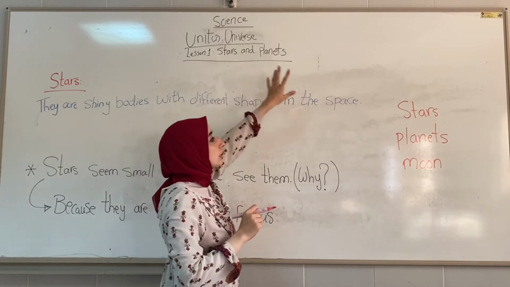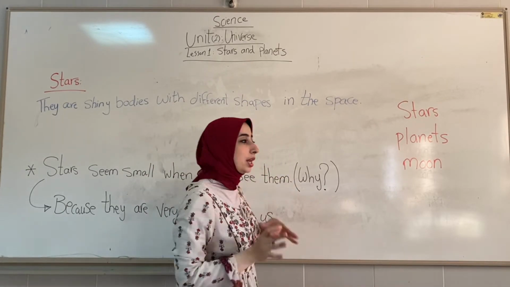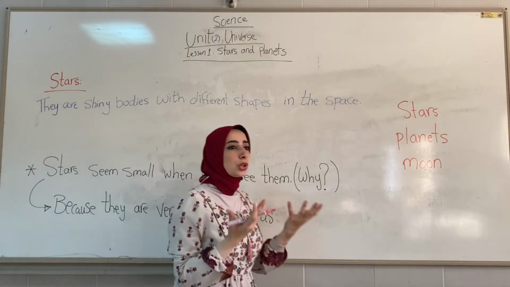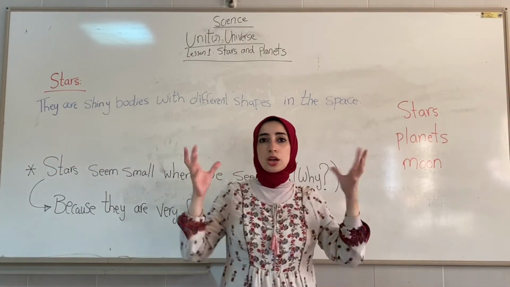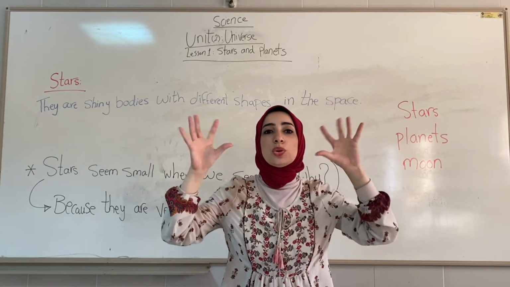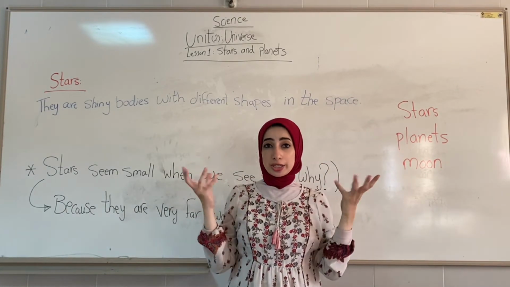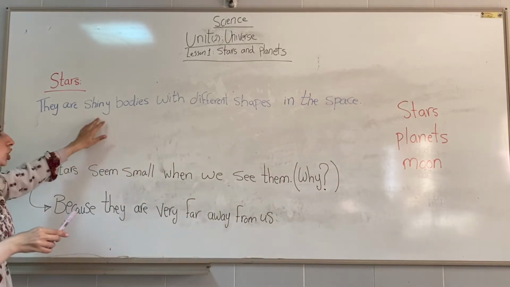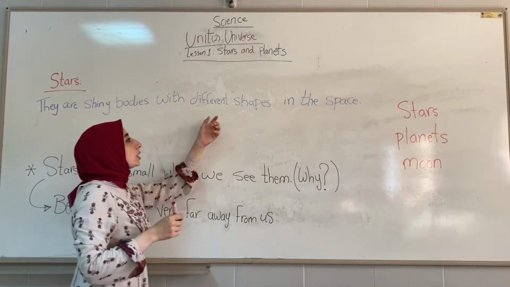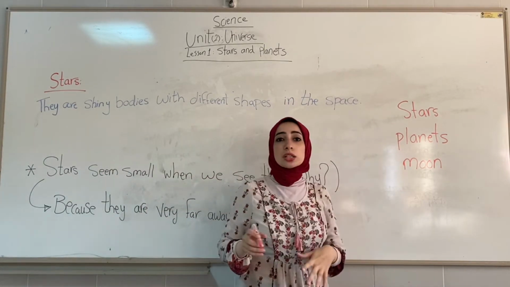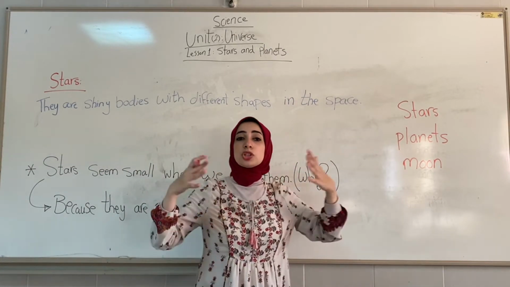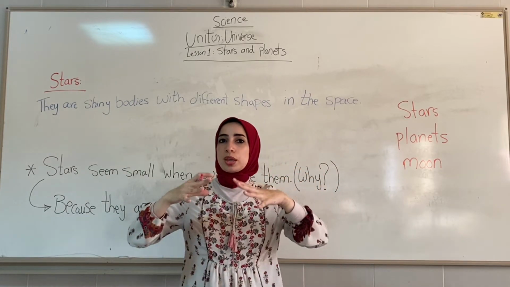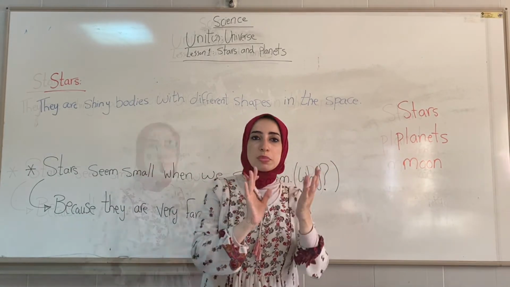Lesson 1, stars and planets. Okay, let's start with the stars. What do you observe when you see the stars at night? You can find them shiny, right? So stars are shiny bodies with different shapes and sizes in the space. They can be big, small, or medium size.